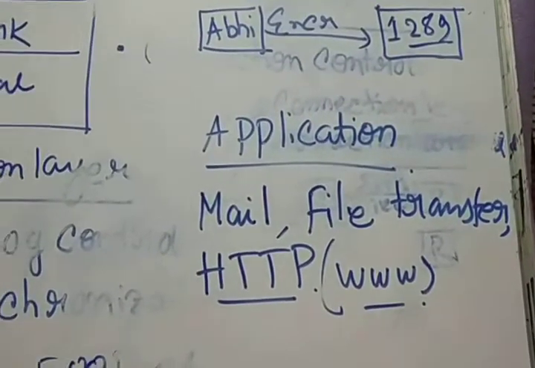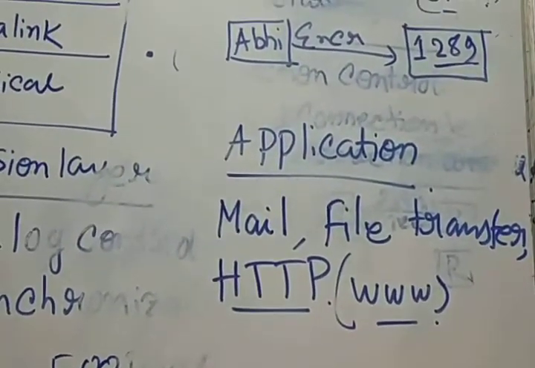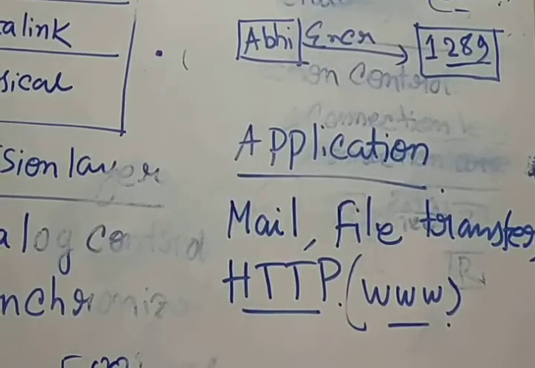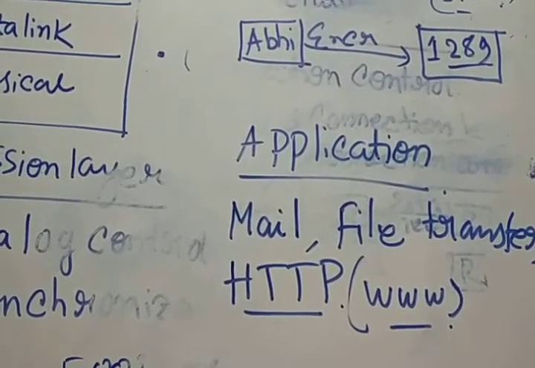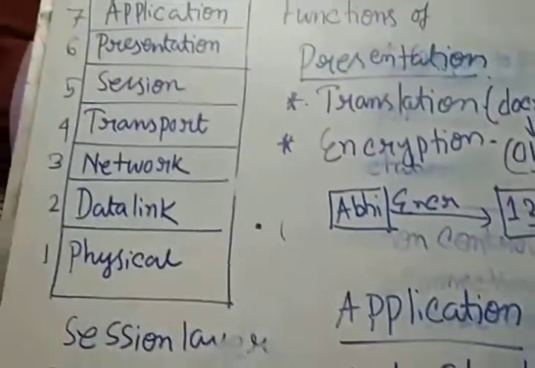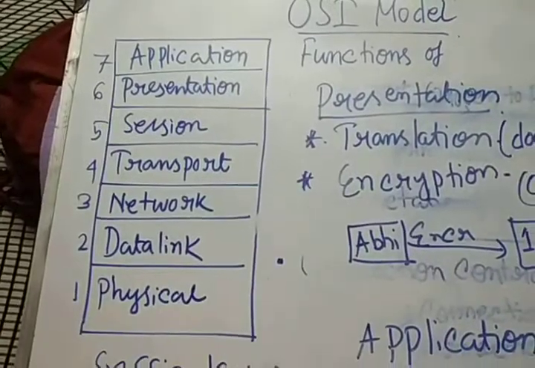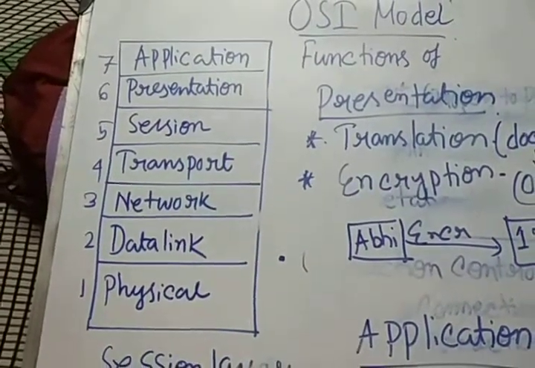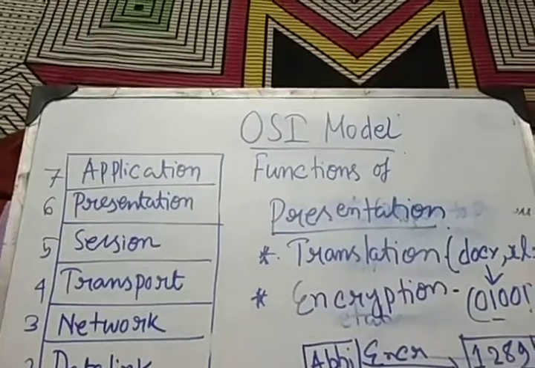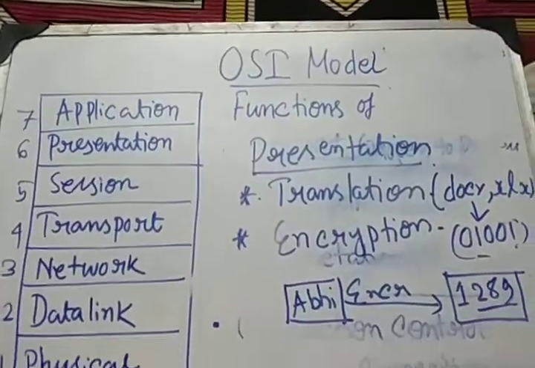Thank you very much. This is the final lecture of the OSI reference model. I have covered all the details and functions of each layer. Again I am repeating, the layers are physical, data link, network, transport, session, presentation and application. Thank you very much.